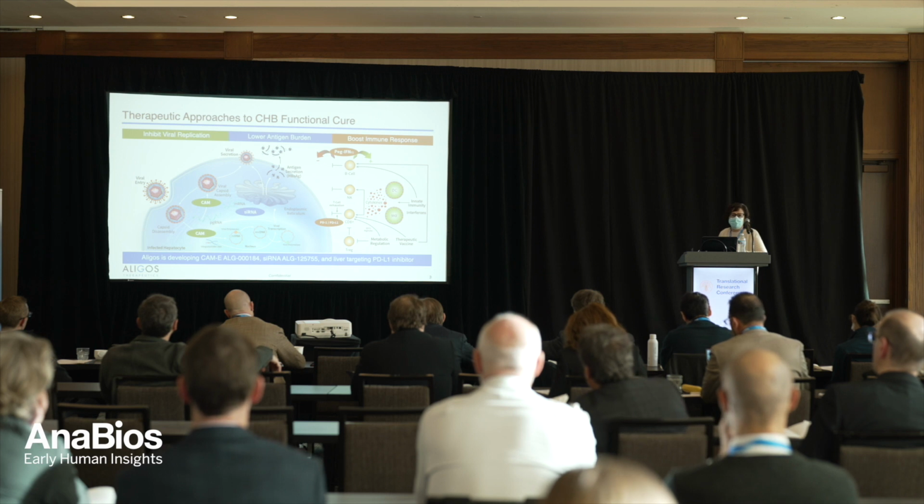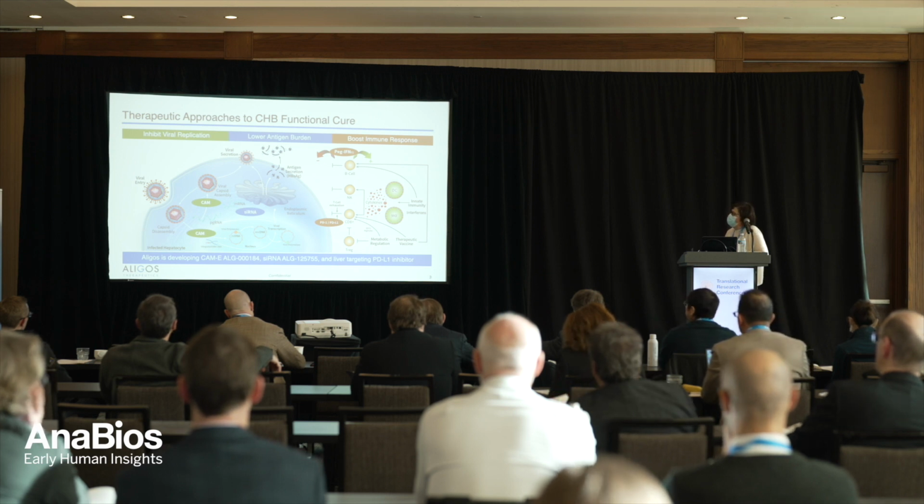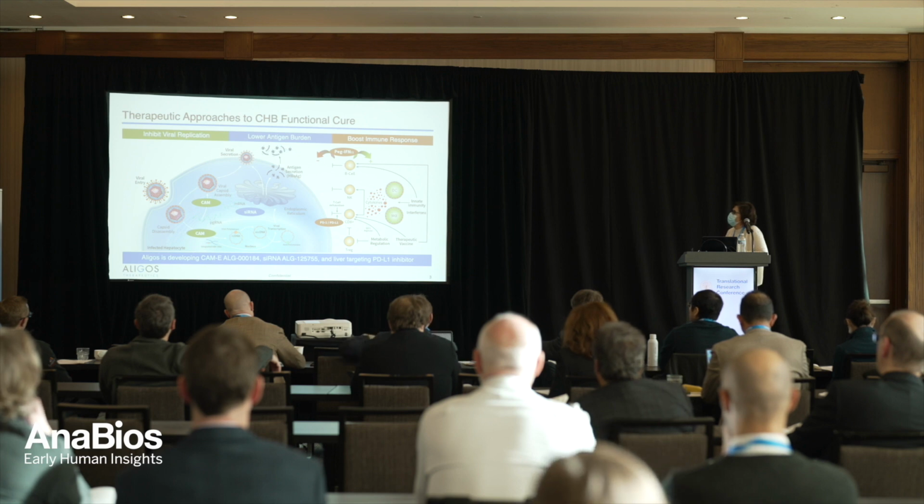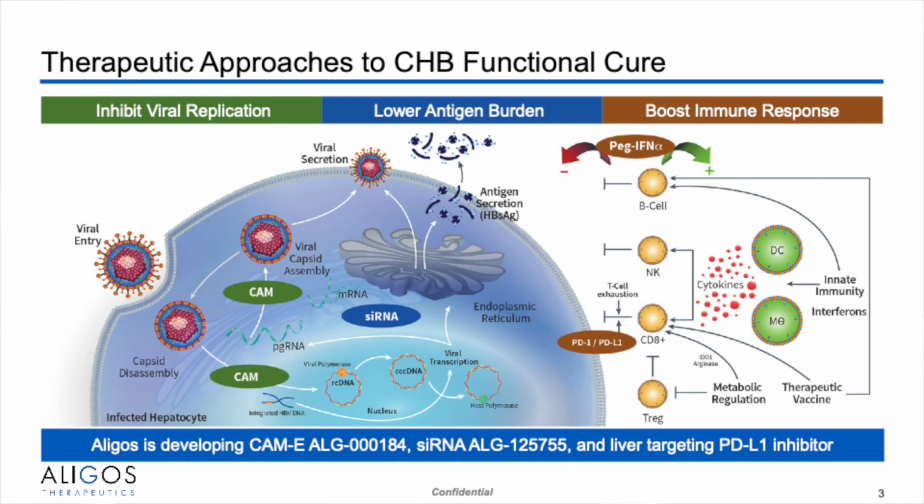So, taking a step back to talk a little bit about our approaches to curing hepatitis B. Similar to hepatitis C, you really need to attack the virus on multiple different pathways. One is to inhibit viral replication, so we have a small molecule capsid assembly modulator. Also, lowering the antigen burden, and that's the focus of what I'll be talking about today. So, decreasing the amount of secreted antigen, and we can do that either through siRNAs or through ASOs that are targeted to the HBV virus.